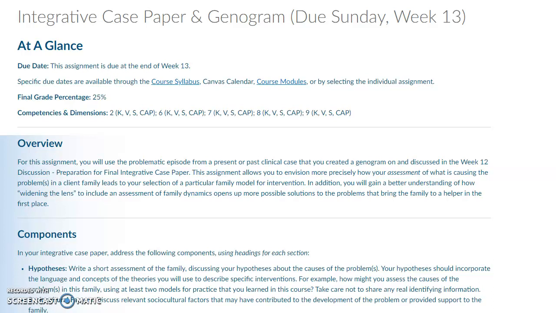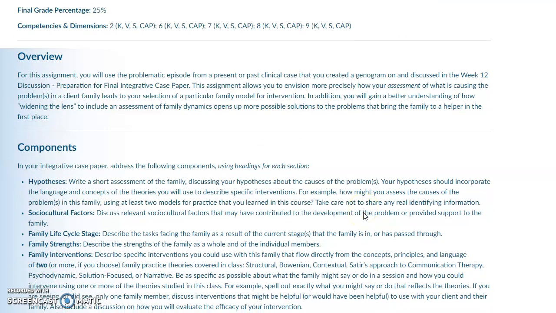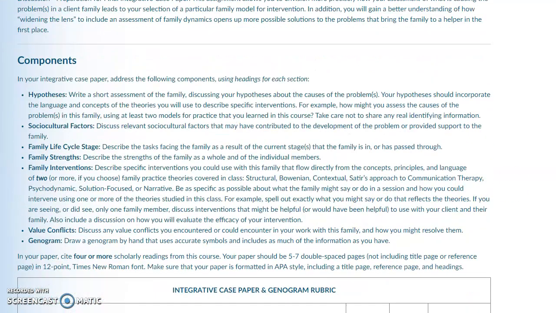So essentially, while the first paper that you wrote for this course was more focused on assessment, this particular paper is going to be more focused on intervention and solutions. As you can see, these are the components of the paper. The first section is going to be the hypothesis. This is going to be your understanding of the assessment of this particular family, given the problematic episode.